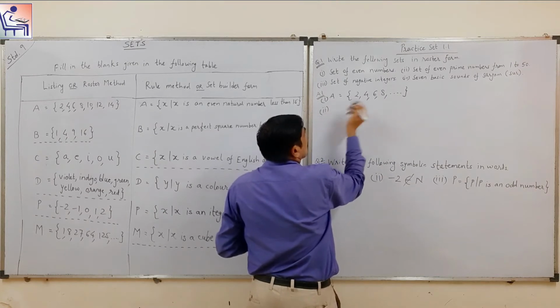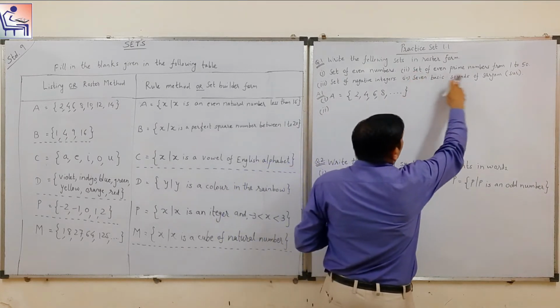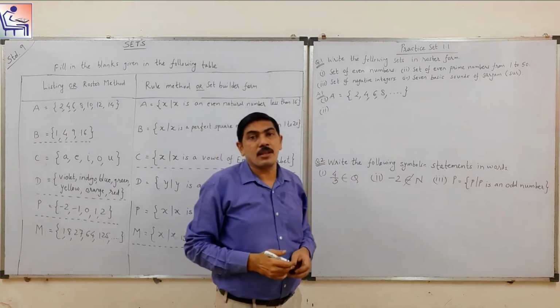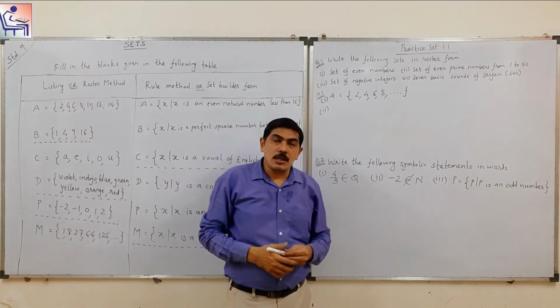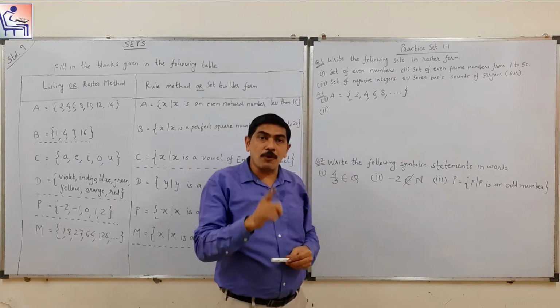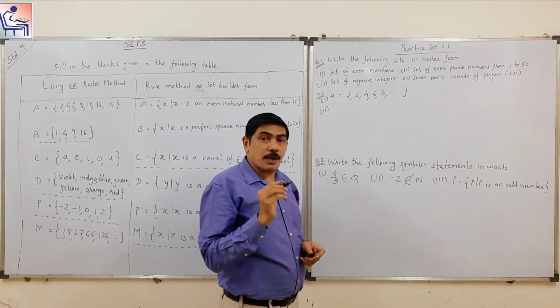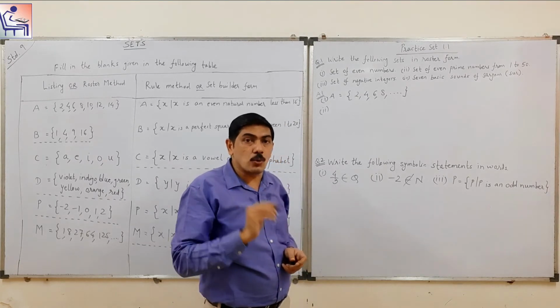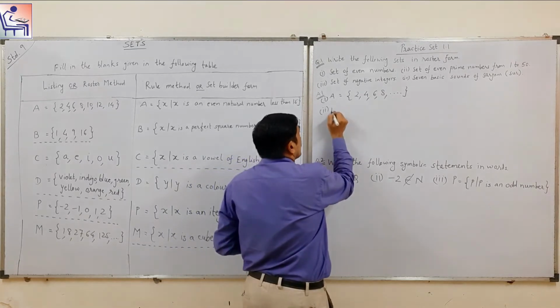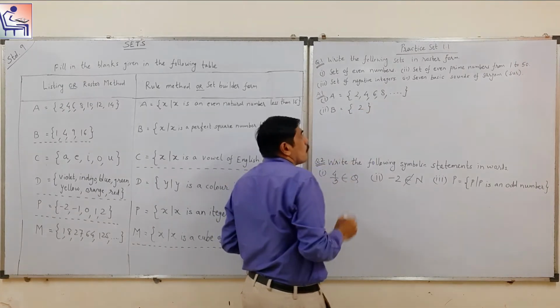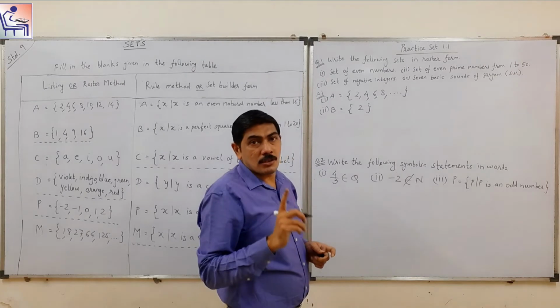Now the second, set of even prime numbers from 1 to 50. Please remember, even prime number is only one, that is 2. एक ही इवन प्राइम नंबर है और वो है 2. सो यहां पे हमें लिखना है 2. So only even prime number is 2.